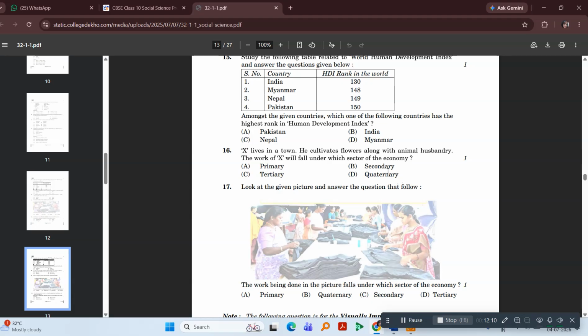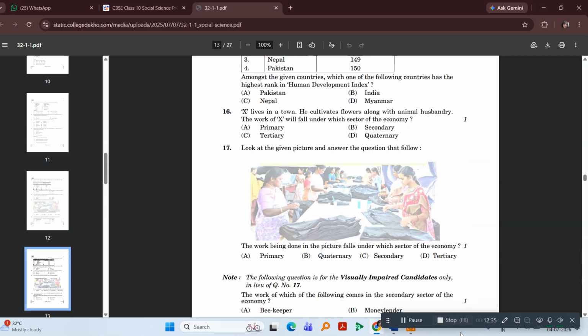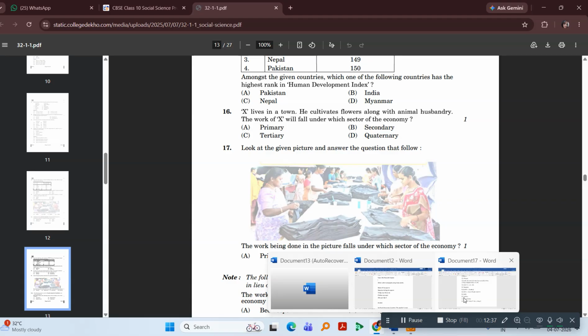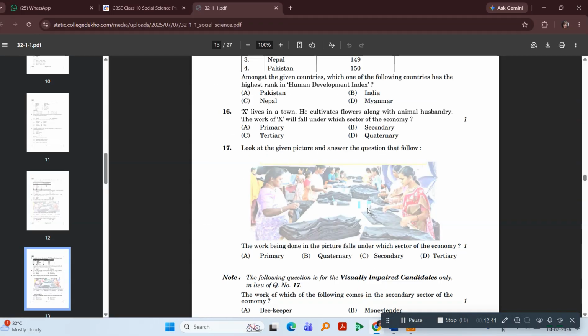Now 16th one. X lives in a town. He cultivates flowers along with animal husbandry. The work of X will fall under which sector of the economy? Is it A, primary, B, secondary, C, tertiary, or D, quaternary? This is the question with regard to economics. There will be a few MCQ questions from economics, so please be completely thorough in economics. Don't take it for granted. The correct answer is tertiary.